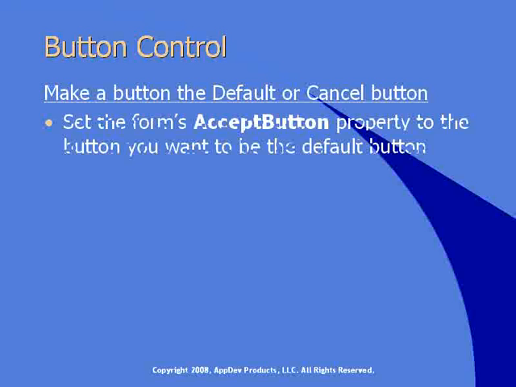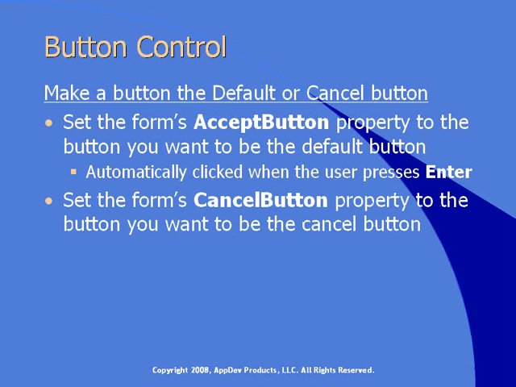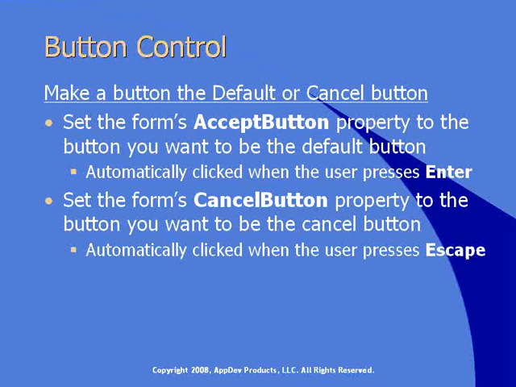And to do that, you can make a button the default or the cancel button. So if you set the form's AcceptButton property to the OK or the Yes button, then that will be the default button, and therefore if the user presses Enter on the keyboard, that's equivalent to clicking the button. Then you can use the CancelButton property of the form to identify which button is the Cancel button, the No button. And then if the user presses Escape on the keyboard, that's the same as clicking that button. So let's go see how to use these techniques with buttons.